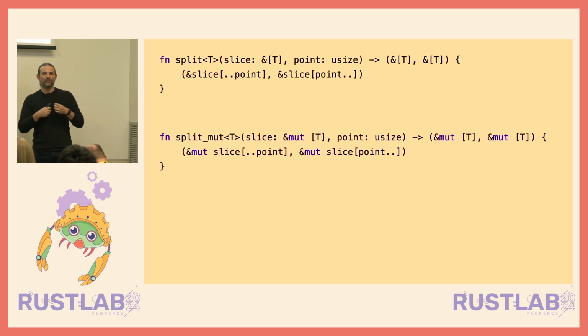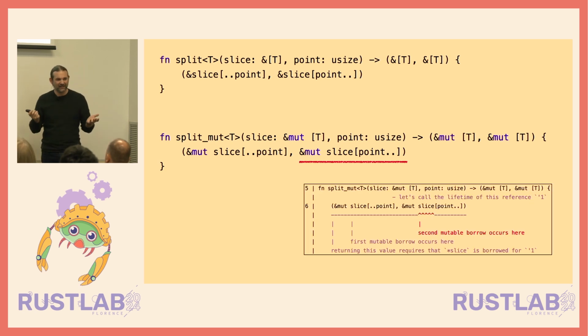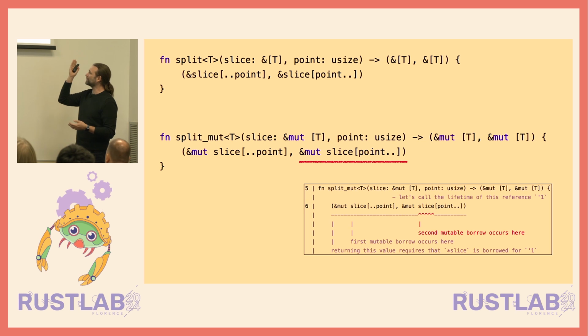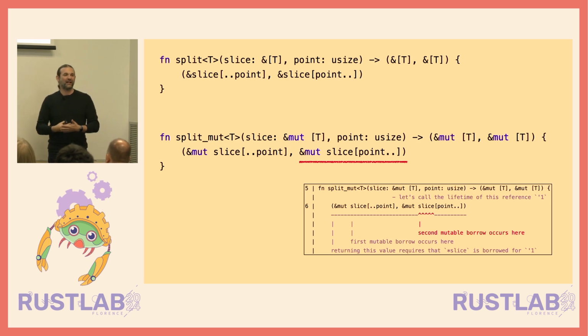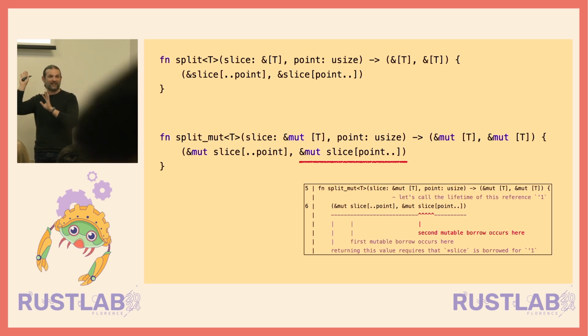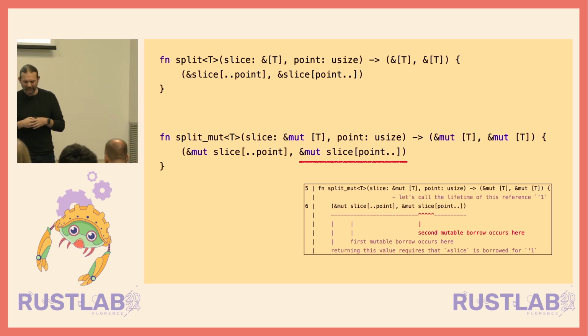If you want to create a mutable version of that, split_mut over a mutable slice of T, and we want to get two mutable slices in return, if we do it the same but just have mutable references to it, Rust will cause an error at this particular point. And it will tell us, well, we have a second mutable borrow that occurs here. You can't do that. That is not aligned with the ownership and borrowing rules that the borrow checker controls. So far so good. This is what we expect from Rust's memory checks.